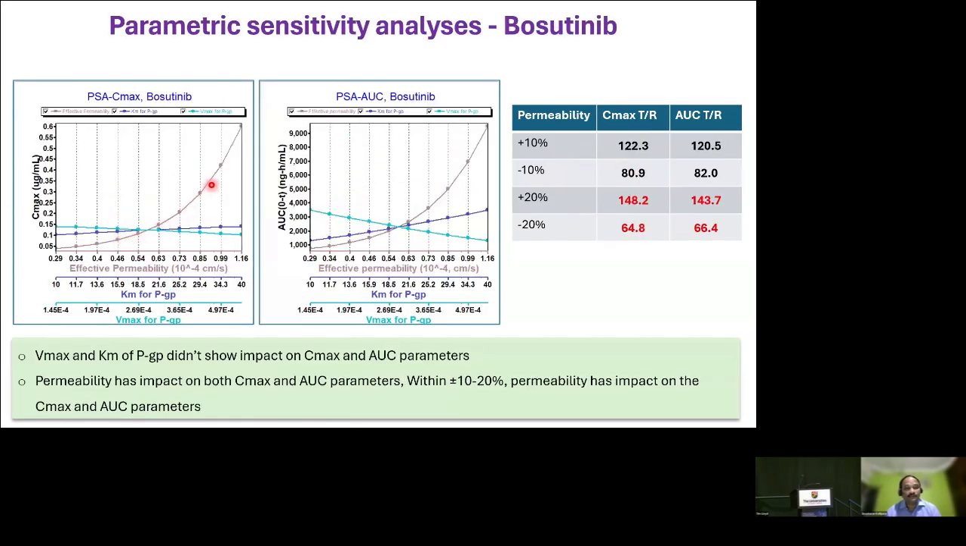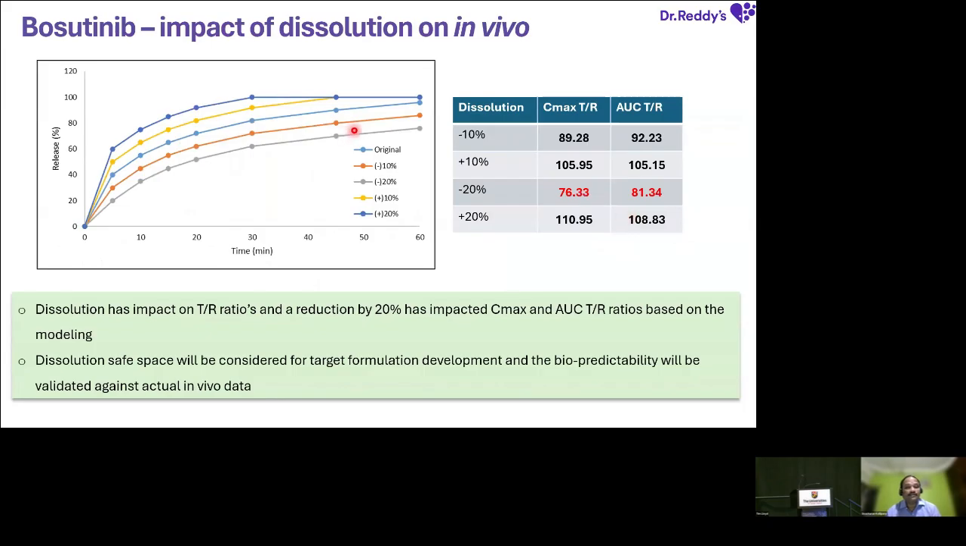And again, in case of bosutinib as well, permeability increase has led to increase in the Cmax as well as AUC. And the transporter kinetics have a little bit of impact on the AUC, but not on the Cmax. And interestingly, in case of bosutinib, permeability alterations have significant impact. And when the permeabilities are altered by 20%, there is clear bioinequivalence that has been observed. And we further assess the impact of the dissolution on bosutinib, and when we alter the dissolution by plus or minus 10% as well as 20%, we try to assess what is the impact on the bioequivalence. And interestingly, when the dissolution rate is reduced by 20%, a clear bioinequivalence is observed.